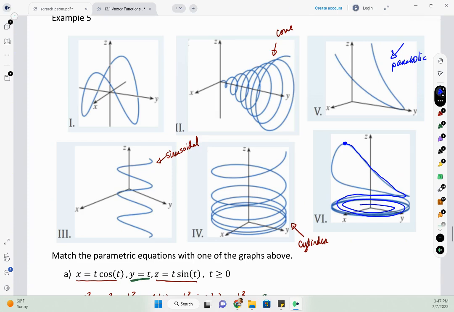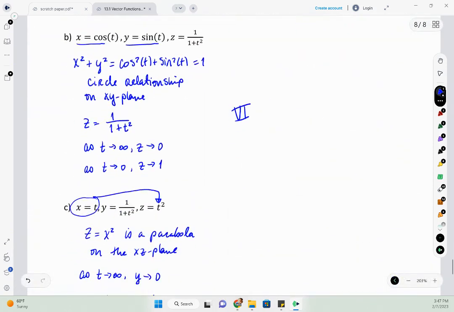Yeah. When t equals 0, y is 1. We're starting up here, and then as t goes to infinity, y is going down to 0. So I think we've got our parabola there, and nothing else really looks like that. So I think we're safe that this is going to be 5.